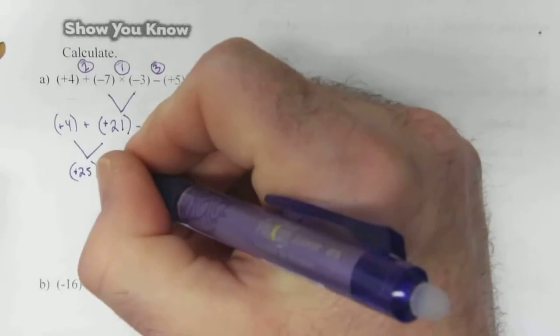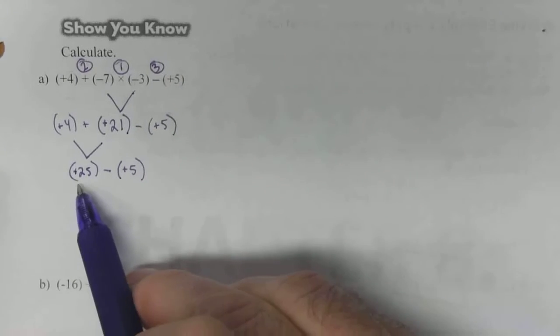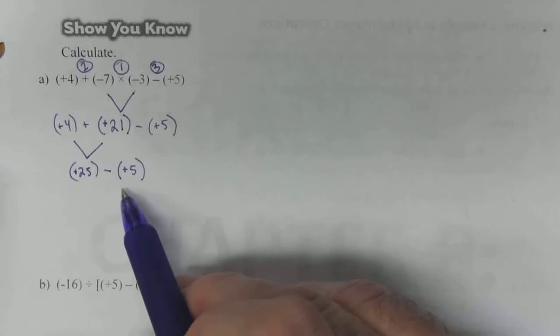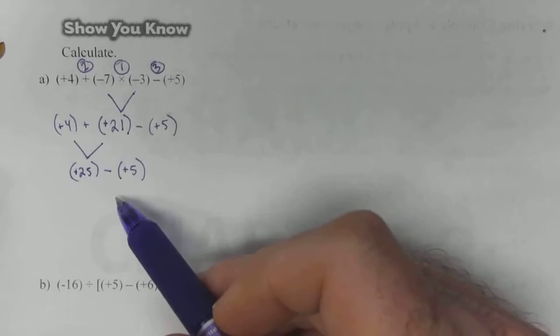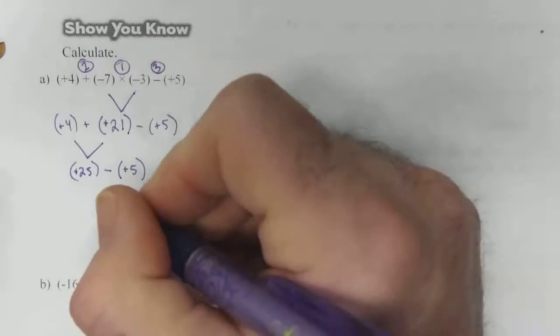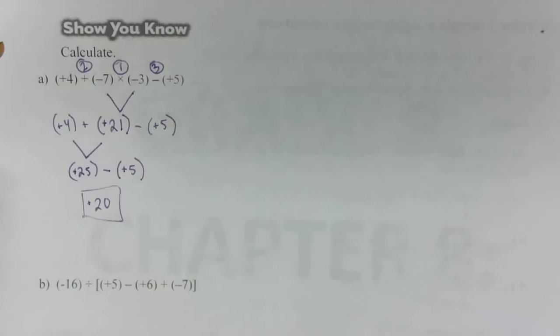Again, I'm going to bring down the rest of my equation. So now I'm left with 25 minus 5. Those are both positives, so it's like adding and subtracting you've been doing for a long time. 25 minus 5 is equal to 20, or a positive 20. And that's your solution for that one. That one's pretty straightforward. The brackets aren't there, so it's not as confusing as it potentially could be.